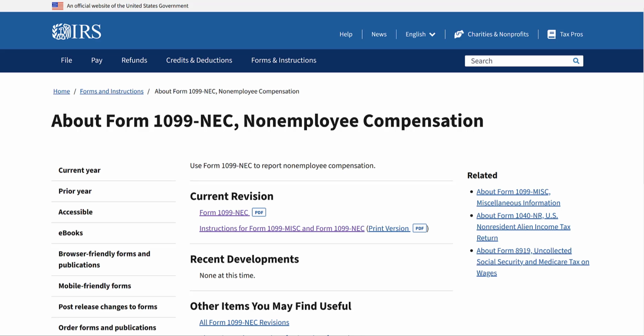Everyone, I'm the Tax Pro, and today we're going to talk about Form 1099 NEC. 1099 NEC stands for Non-Employee Compensation. This form has been introduced the last couple of years.